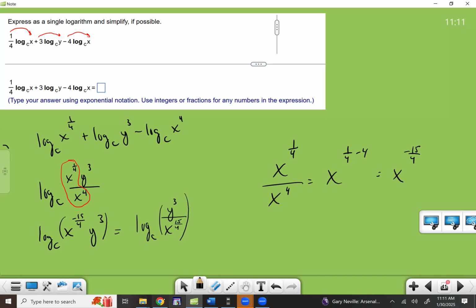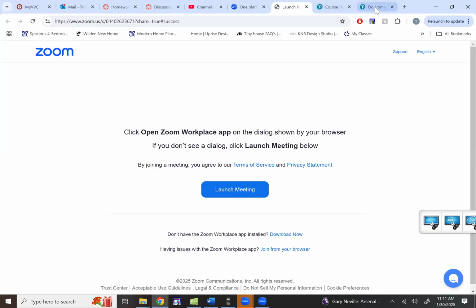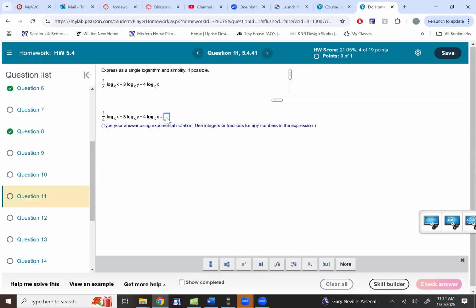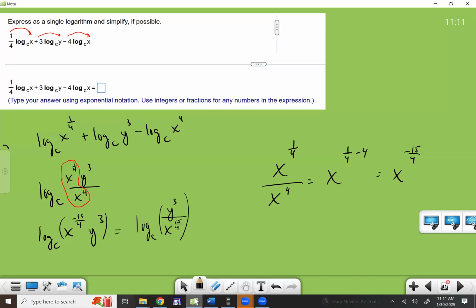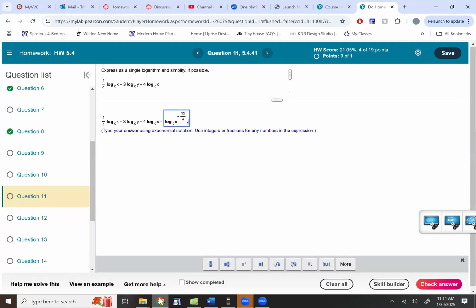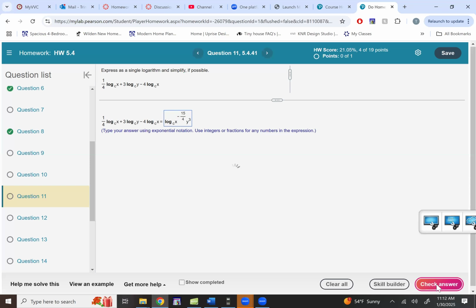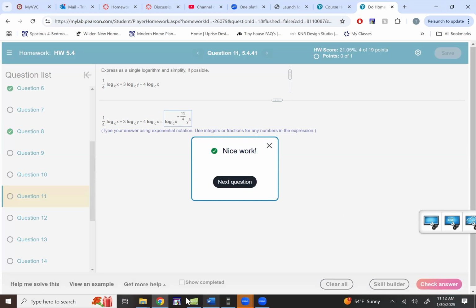Okay, let's go put in the first one, see if it allows it, see what we can get away with here. All right. So log base c of x to the negative 15/4, and then it was y to the 3rd. Let's see what it does. It allowed it. Awesome.